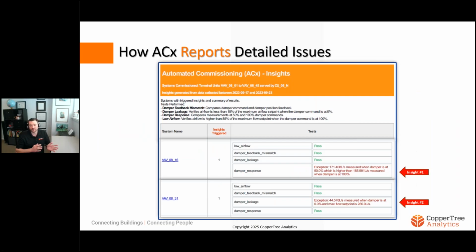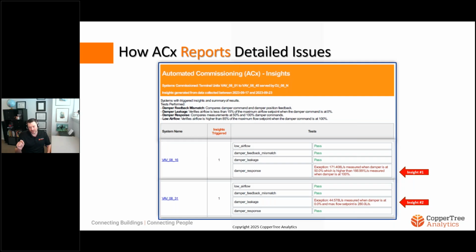There's an executive level report. This is the more detailed one. The executive level one will show things like we ran X hundreds of tests. We had this pass fail percentage. These are the systems with the most problems. In this case, I'm highlighting a page here with 2 issues, VAV 0816.